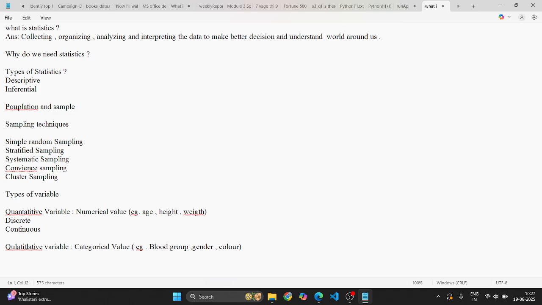Now the next type is qualitative, which is categorical value. For example, blood group and gender, which do not have numerical values and have various categories. So this was discussed in the first session. We have recalled all the things.